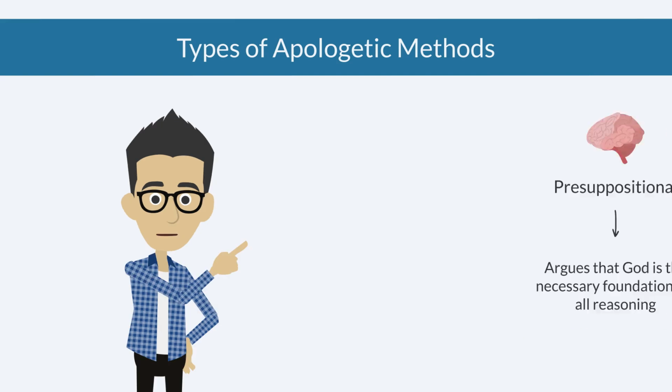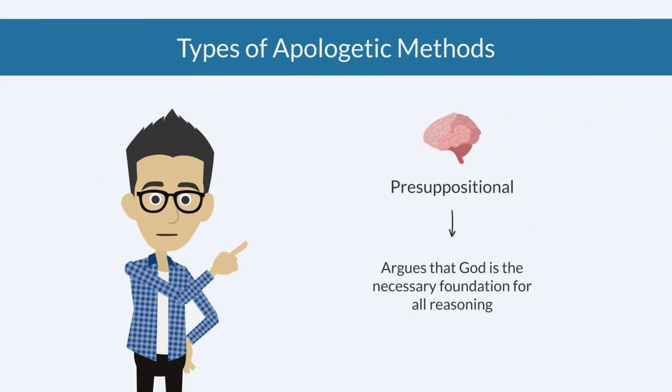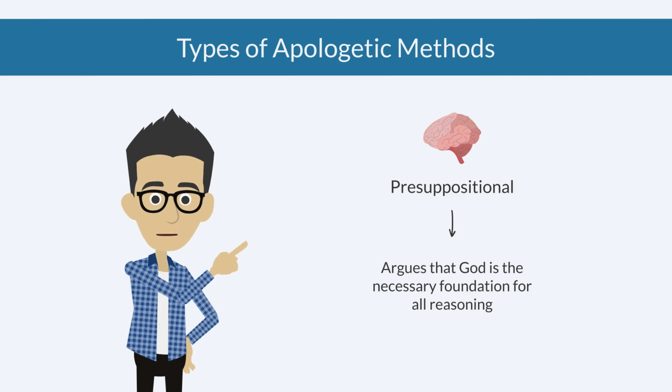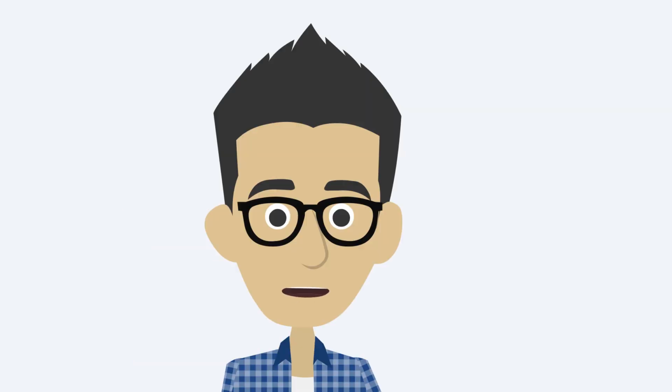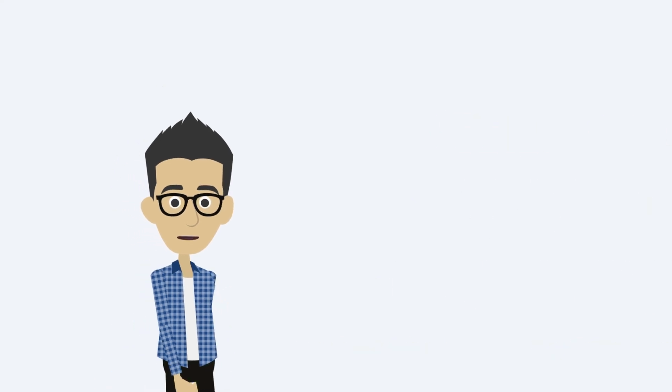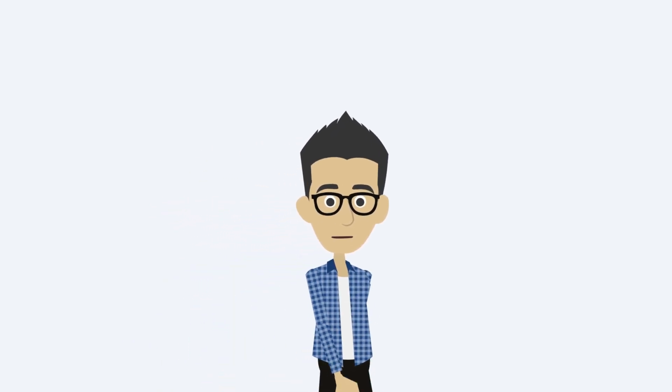And lastly, the one that takes a rather unique approach is presuppositional apologetics. It starts with the belief that faith in God is the necessary foundation for all reasoning. This method challenges the assumptions of non-believers, asserting that without acknowledging God as the ultimate authority, human reasoning lacks a coherent basis. For example, accounting for the preconditions of intelligibility. Notable presuppositional apologists include Cornelius Van Til, Greg Bahnsen, and K. Scott Oliphant.